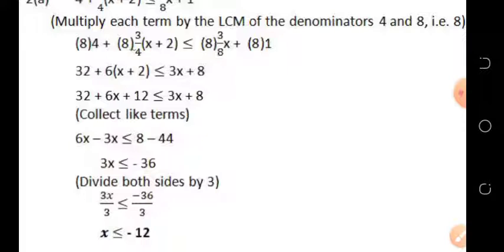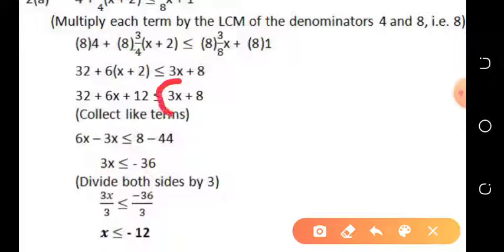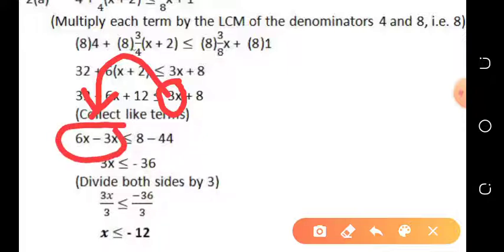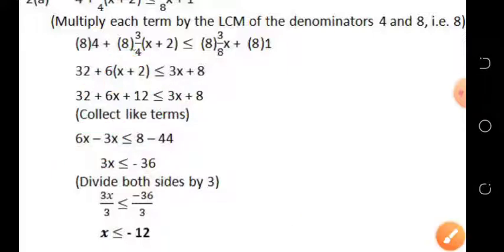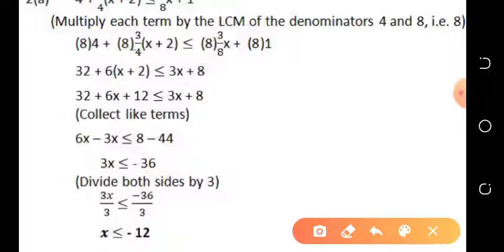We now have 6x minus 3x. You know, when this 3x that is on the right hand side of this inequality crosses this inequality sign to the left hand side, the positive sign there will become this negative sign that you have there. I hope you understand. You now have 6x minus 3x less than or equal to 8 is already here on the right hand side. You have positive 8.